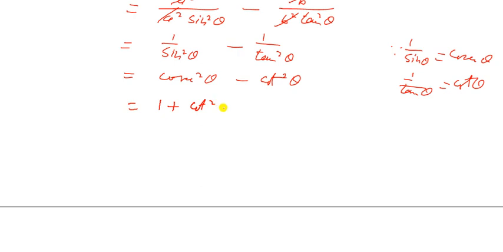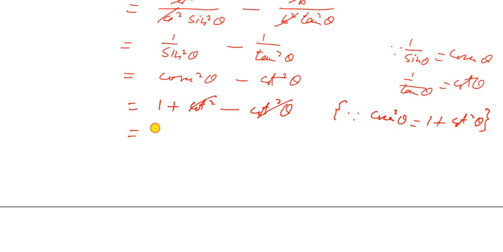Now come to the formula. Cosec square theta is equal to 1 plus cot square theta. So cot square theta will be cancelled out. We get 1, and that is the right hand side of the question, hence proved. It is the second type of question, so you can do it very well and easily.